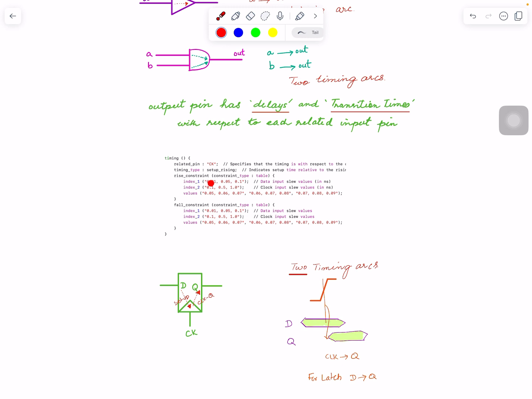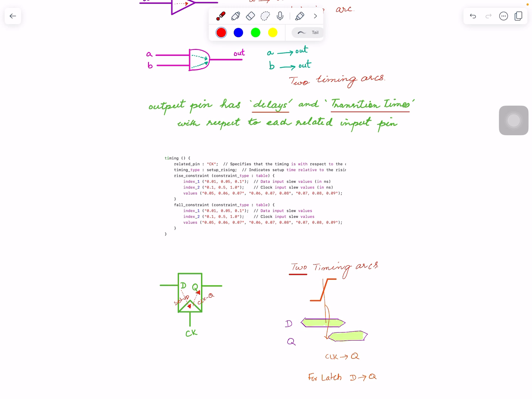And let's say within rise constraint, it has a lookup table. And the two indices that are used here: the setup time at this pin depends on how much is the transition time on this pin and how much transition time on the CK pin. Now, if you go back in CMOS and look at the transistor structure of it, you will understand why that is the case, why it depends on this pin and not on that pin, right?